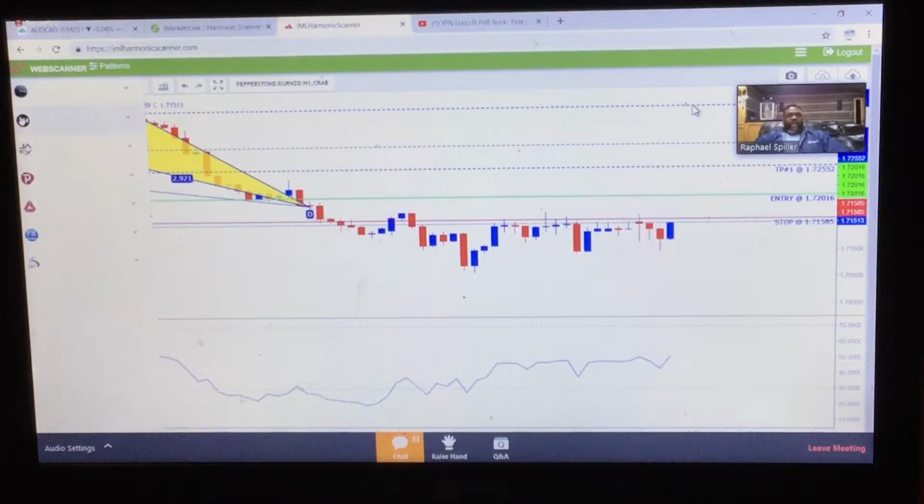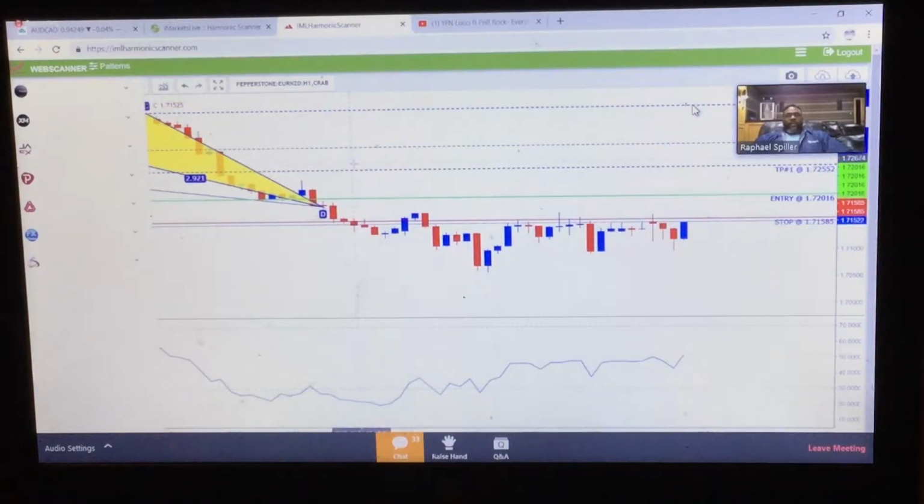You don't even have to have an account with these brokers. They're all affiliated with the harmonic scanner to be able to give you these trades, so you can make good, profitable trades from your account. With that being said, that's what I'm indeed excited about: being able to use this tool and show you how to use it to take it to the next level.